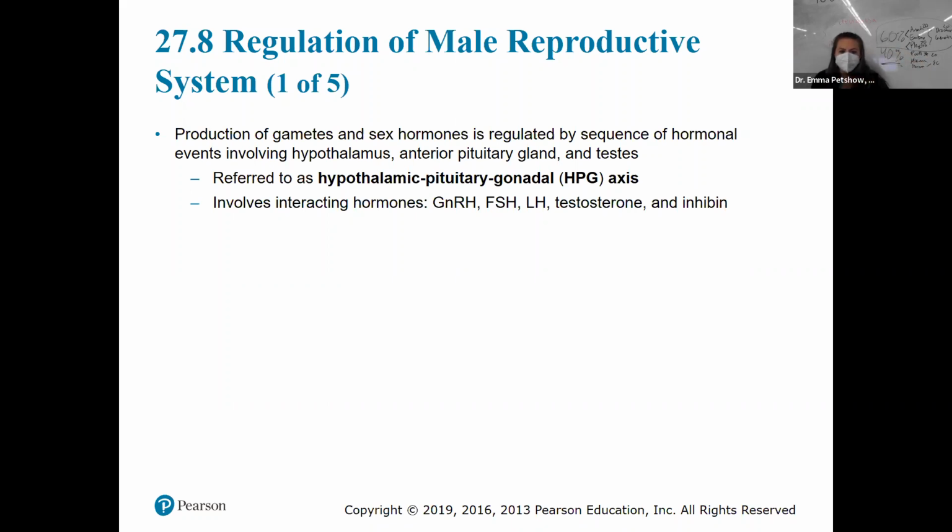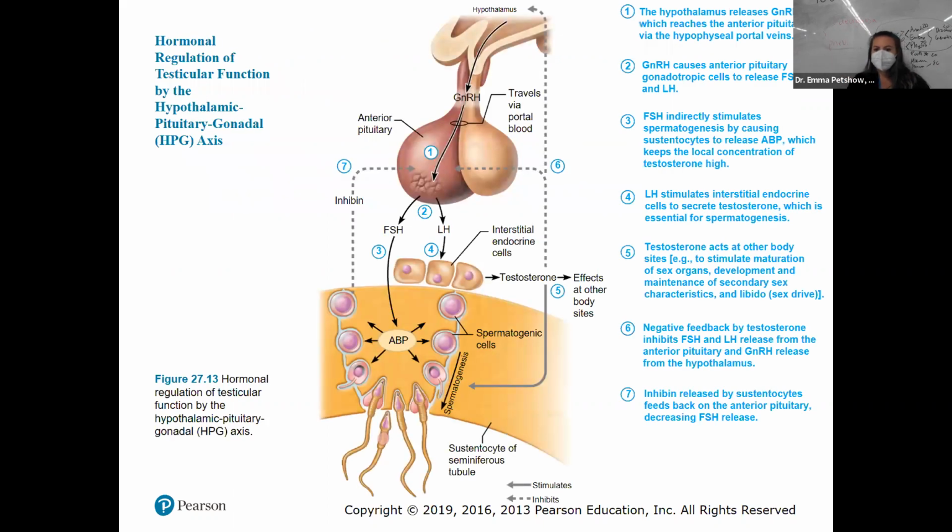So we already talked a little bit about the HPG axis. In this process, we see the hypothalamus release GnRH. GnRH releases FSH and LH. They are going to indirectly stimulate spermatogenesis by causing sustentacular cells to release that androgen binding protein, which keeps local concentrations of testosterone high. LH then can stimulate interstitial endocrine cells to secrete more testosterone, which is needed for spermatogenesis.